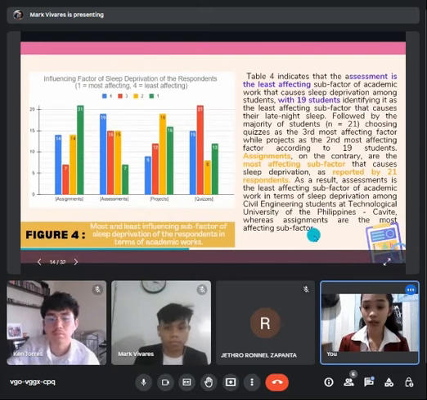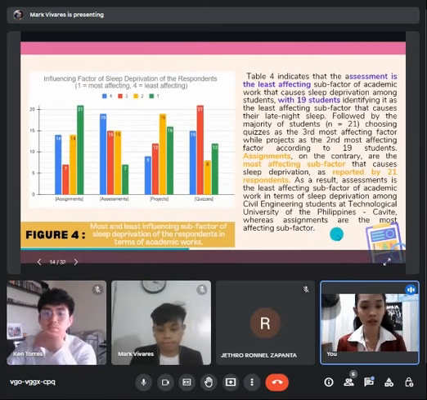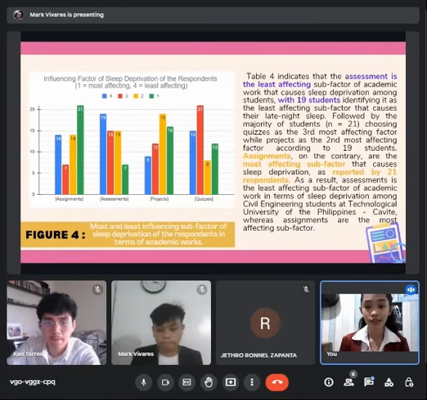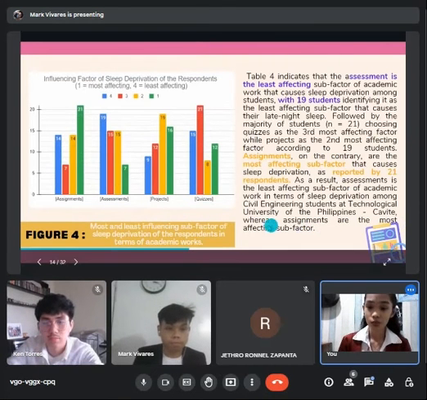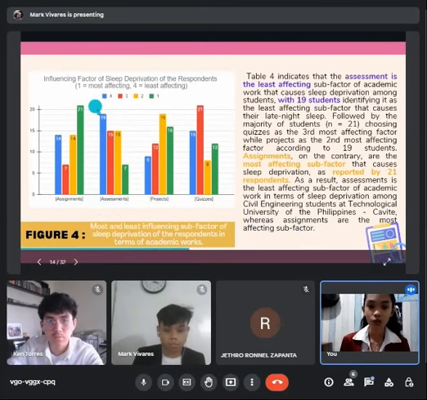Now, in terms of the types or sub-factors of academic works, Figure 4 indicates that, according to 19 students, assessments is the least affecting factor, while assignments is the most affecting factor, as stated by 21 students.